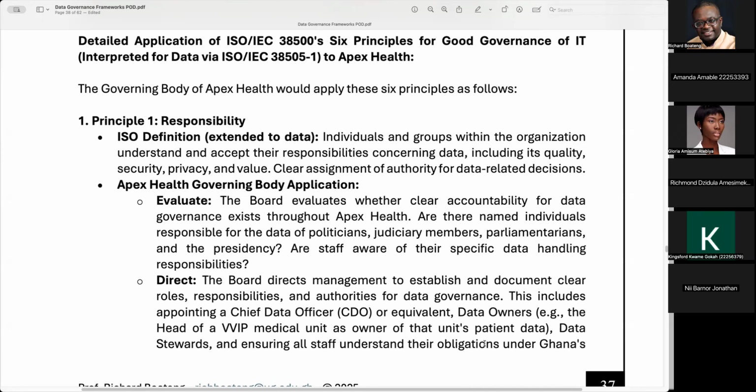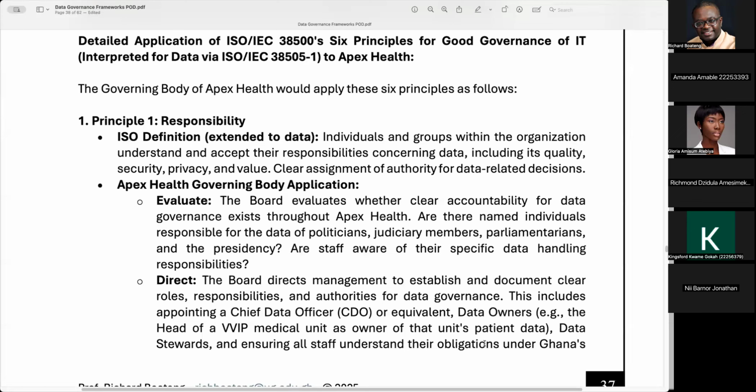They might issue specific directives regarding investments in data quality initiatives, advanced security technologies, or ethical data use guidelines. They monitor the implementation and effectiveness of this strategy through key performance indicators, KPIs, risk reports presented by management and the CDO, and regular strategic reviews.